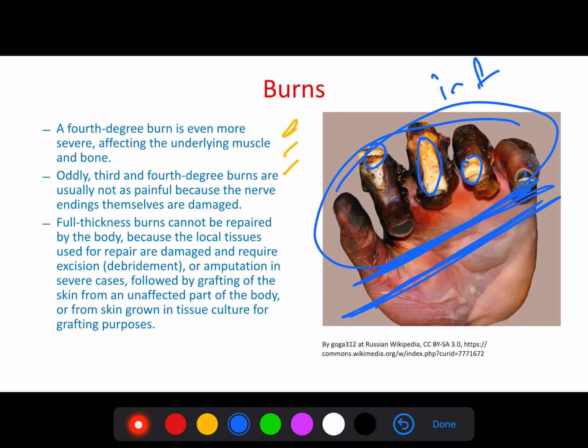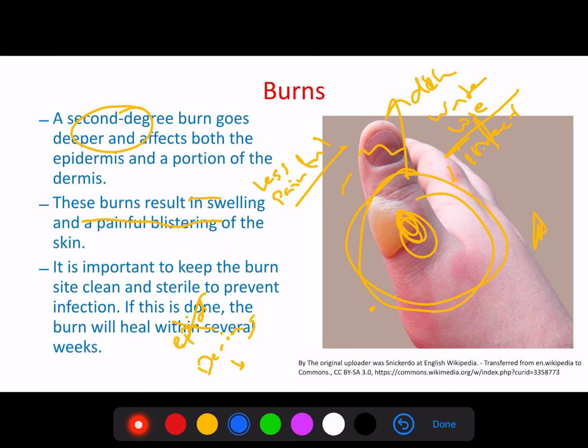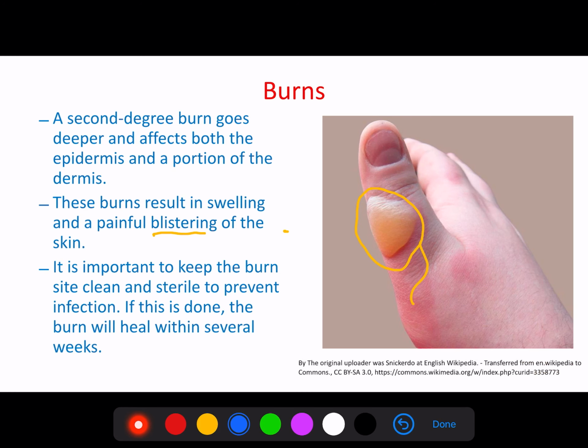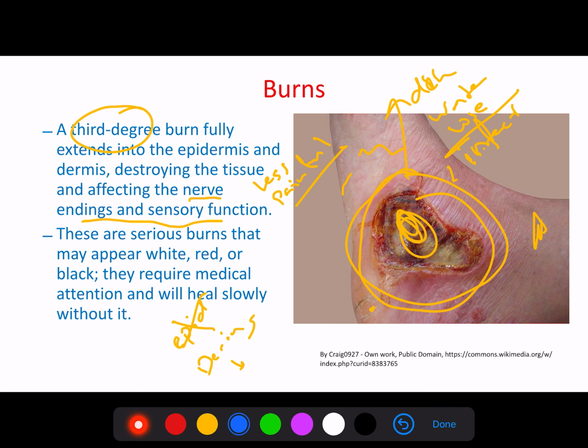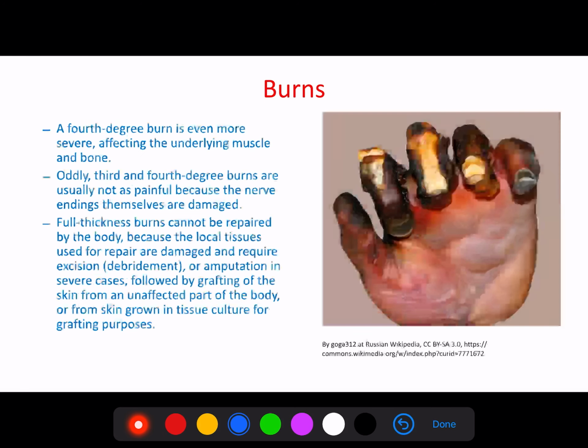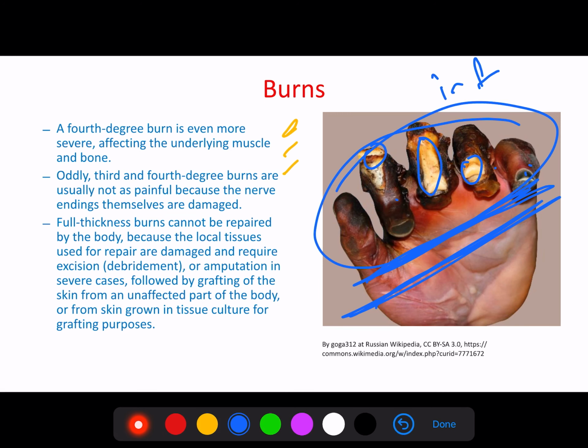Now, treatment-wise, for the first degree, second degree, or even the third degree: for the first and second, like painkillers, cool it down. For the third degree, usually there will be some skin grafts and antibiotics to prevent infections. For the fourth degree, it depends on how bad it is, but mostly it will be amputation.